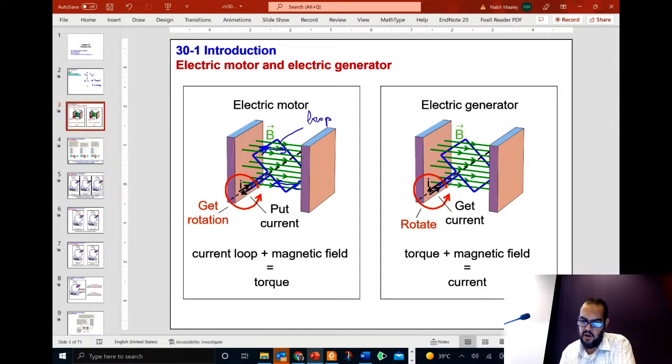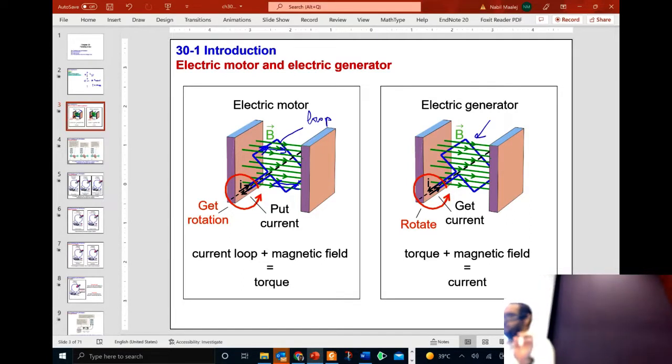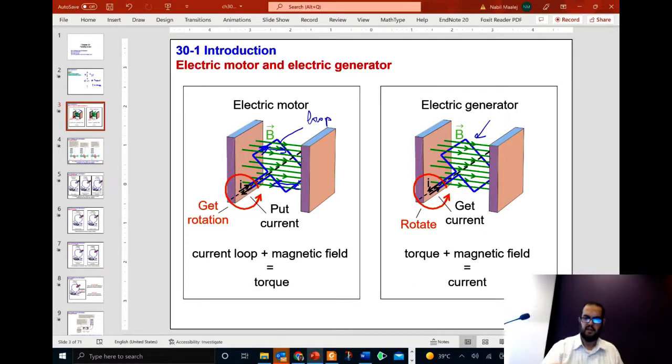So here, for example, we just rotate this coil here. It does not originally have a current. There is no current flowing. What we do, we have a permanent magnet, so we have, let's say, the north and the south of a permanent magnet, and we start rotating this coil mechanically.